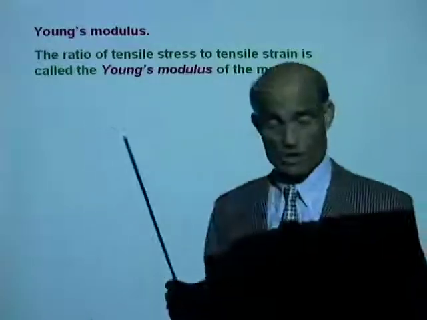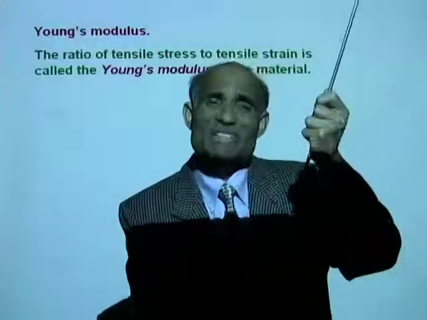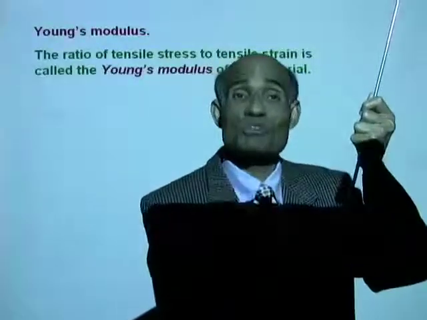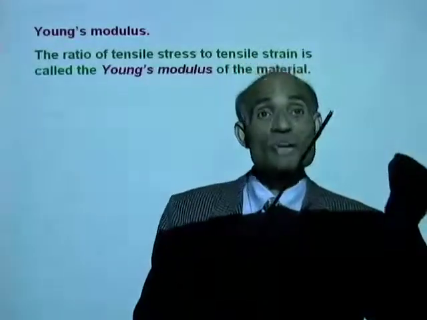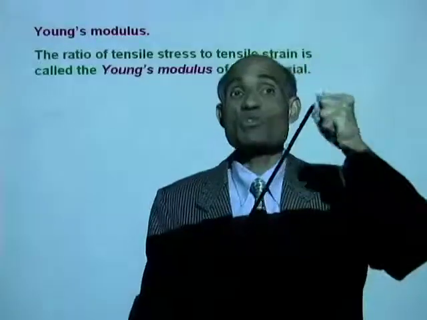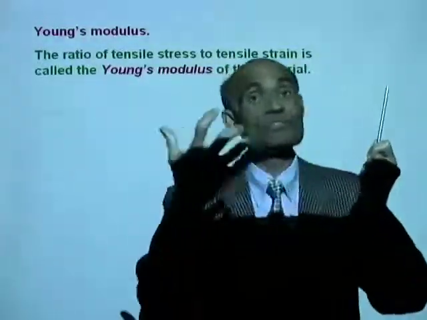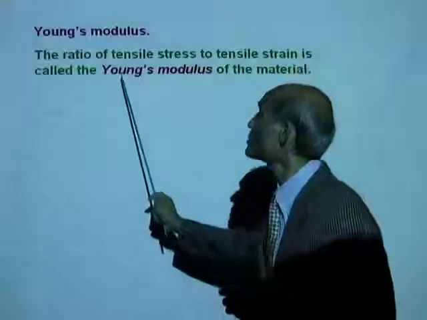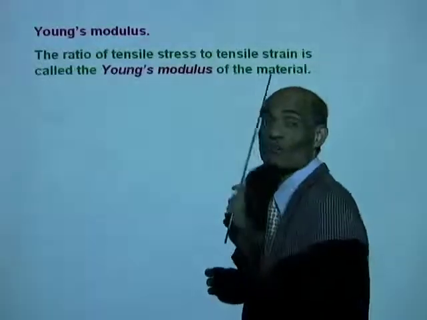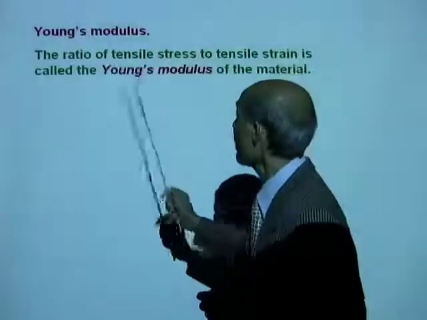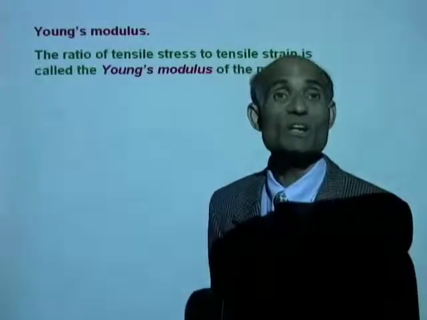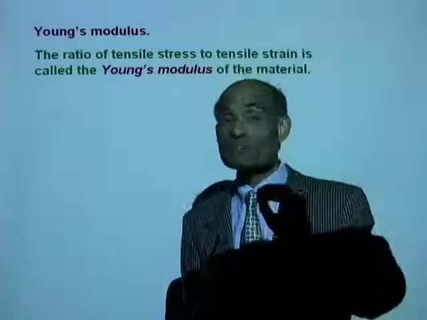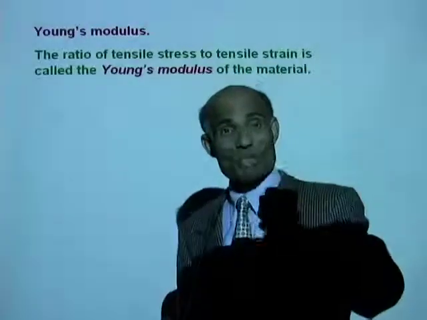Young's modulus. What is Young's modulus? For an object that is subjected to a tensile stress, there will be a tensile strain. If you now take the ratio of the tensile stress to the tensile strain, that ratio is called the Young's modulus of that material. So the ratio of tensile stress to tensile strain is called the Young's modulus of elasticity. It's the modulus of elasticity.